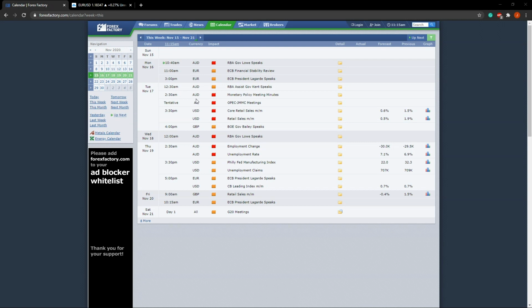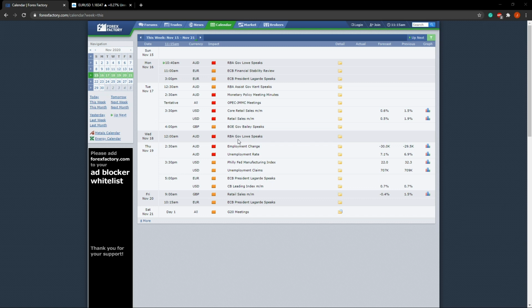Just having a brief look at the economic calendar for the week, we can see that later today, or like this morning, we have the Bank of Australia governor speaking at 10:40. Then just looking at some other high impact events. Tomorrow, Tuesday, we have OPEC meetings, core retail sales. There's also the Bank of England governor speaking at 4.